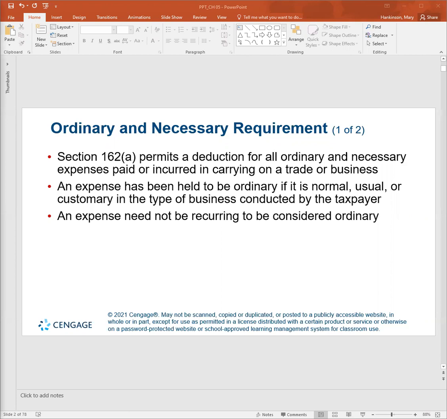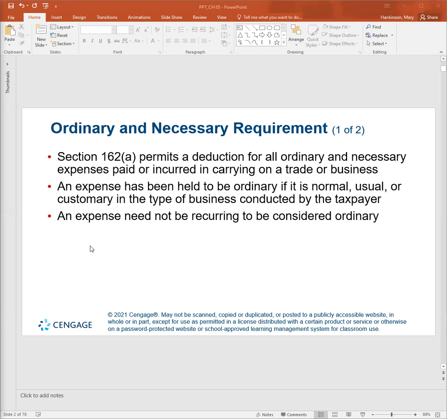So Section 162 permits a deduction for all ordinary and necessary expenses paid or incurred in carrying on a trade or business. And to understand the scope of this provision, it is critical to understand the meaning of the terms ordinary and necessary. Since these terms are not defined in the code or regulations, the courts have dealt with these terms on numerous occasions. An expense has been held to be ordinary if it is normal, usual, or customary in the type of business conducted by the taxpayer.